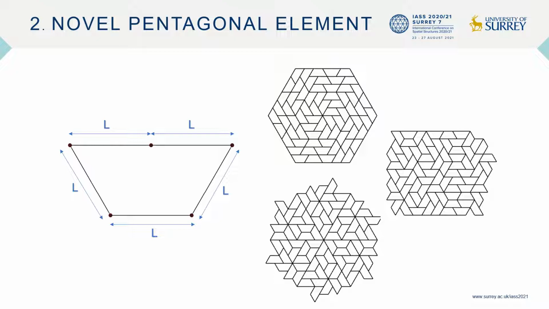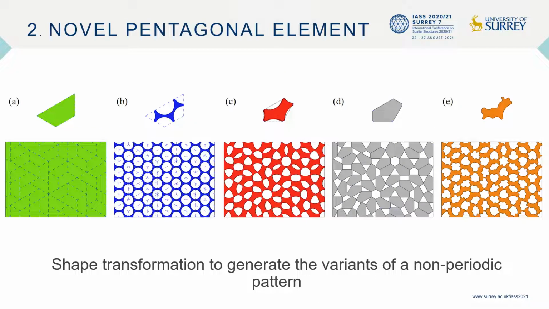There are many non-periodic tessellations that can be formed using this single solid element. 3 examples have been shown in this figure. This study uses a shape transformation to generate the variants of a non-periodic pattern. As you can see in this figure, curved edges are introduced in the transformation process, which allow a variety of attractive shapes of holes to be formed in the non-periodic patterns.